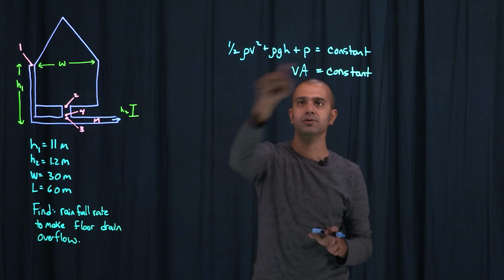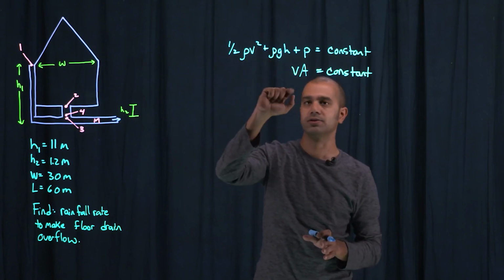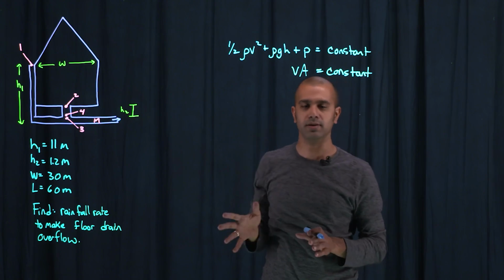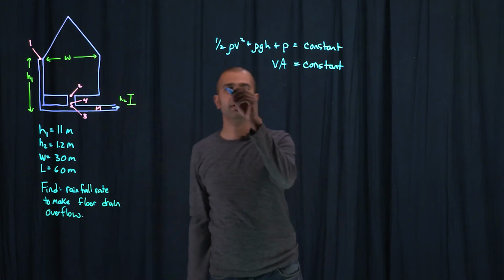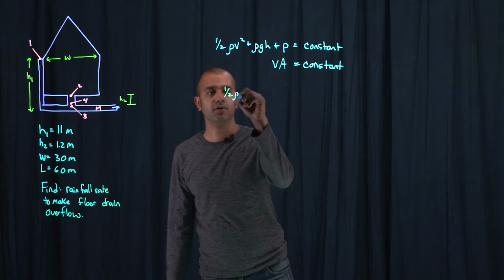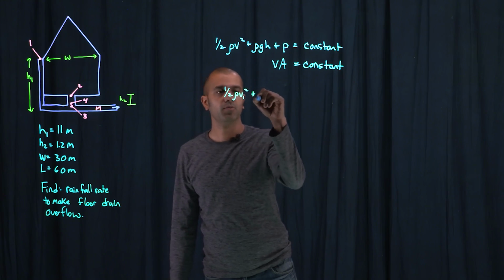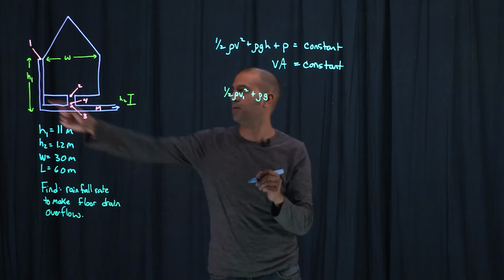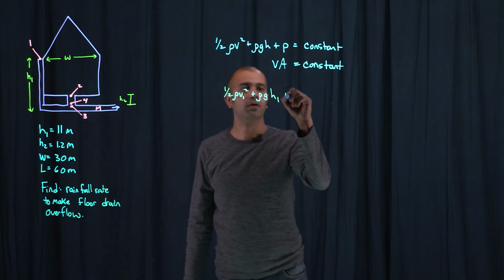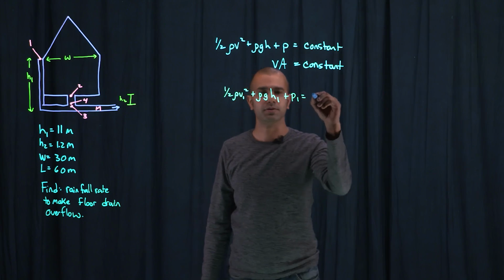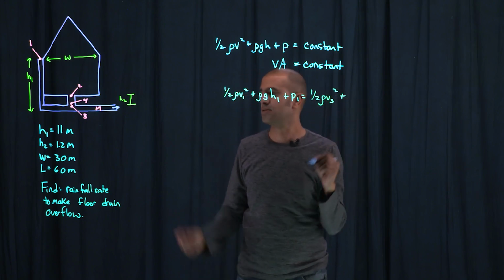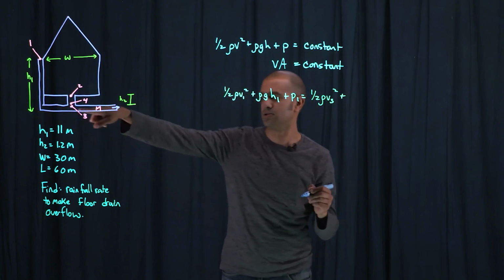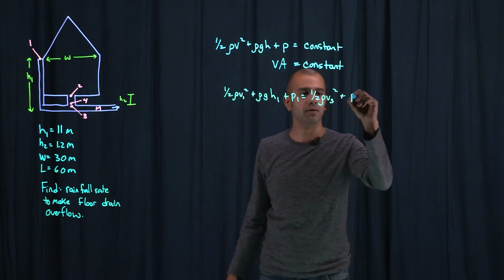But for now, use this at points 1 and 3, and then also use this to maybe get rid of some of the quantities that we are not interested in. All right, so equating Bernoulli's principle at points 1 and 3, we find 1/2 rho v1 squared plus rho g h1 plus p1 equals the same thing at point 3.